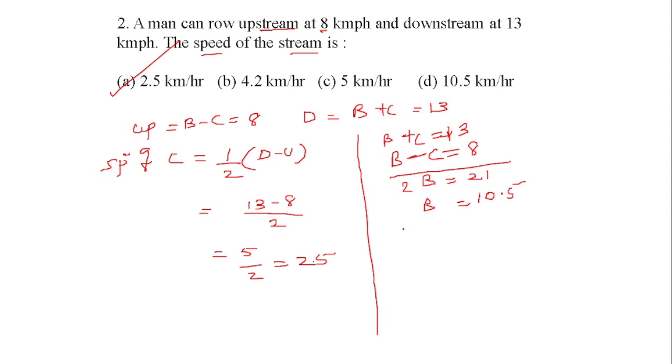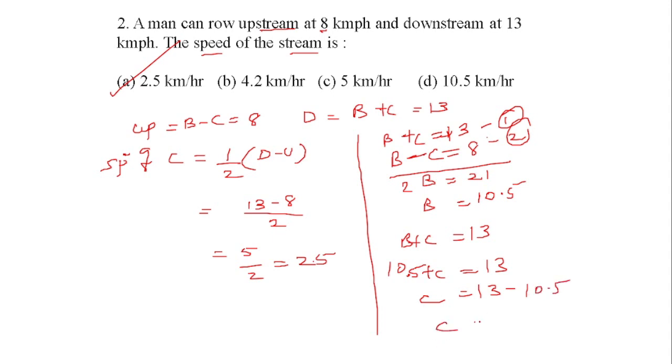Now substituting the value of B, 10.5, in the first equation. What is the first equation? B plus C is 13. So 10.5 plus C is 13. C you will get 13 minus 10.5, that is C is equal to 2.5.